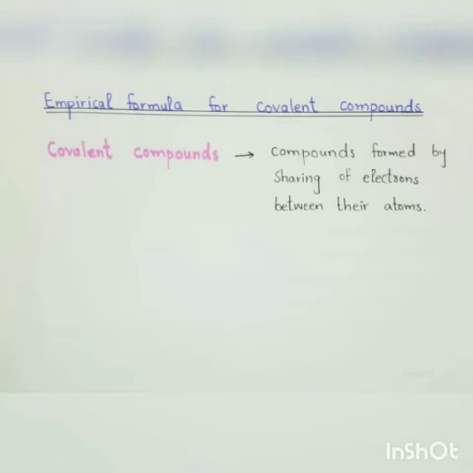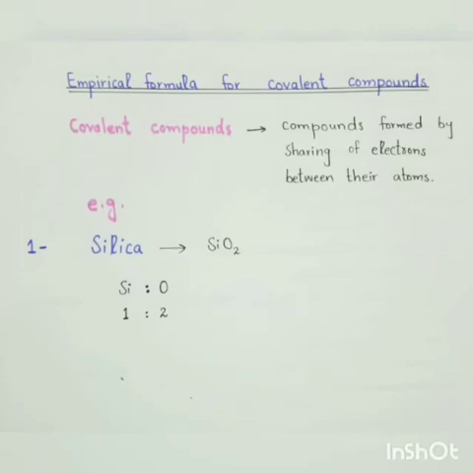Our first example is silica, which is also known as silicon dioxide, and its chemical formula is SiO2. It means there is one atom of silicon and two atoms of oxygen in it. When we have to write ratios between silicon and oxygen, there is one atom of silicon, so we write 1 under silicon, and there are two atoms of oxygen, so we write 2 under oxygen.